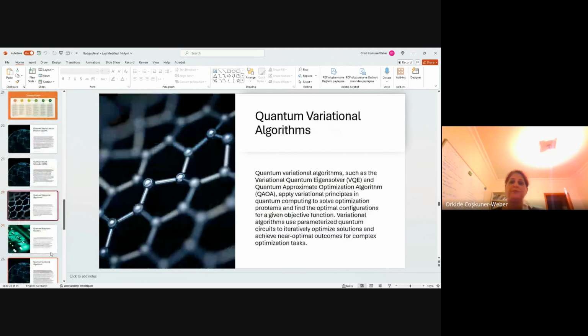Then we have quantum variational algorithms, such as the variational quantum eigensolver and quantum approximate optimization algorithm. These apply variational principles in quantum computing to solve optimization problems and find the optimal configurations for a given objective function. Variational algorithms use parameterized quantum circuits to iteratively optimize solutions and achieve near optimal outcomes for complex optimization tasks.